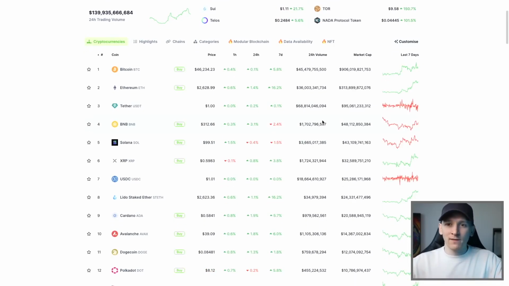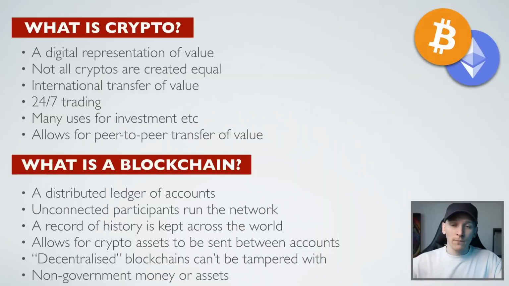Well, firstly, let's split up the difference between a crypto and a blockchain. A crypto is simply a digital representation of value. Now, that can be very different depending on the coin. You can have something like Bitcoin, which simply represents the Bitcoin network. Or you can have a token that represents a diamond or a bond. And so they're not the same and they're not equal, even though they're both crypto assets.